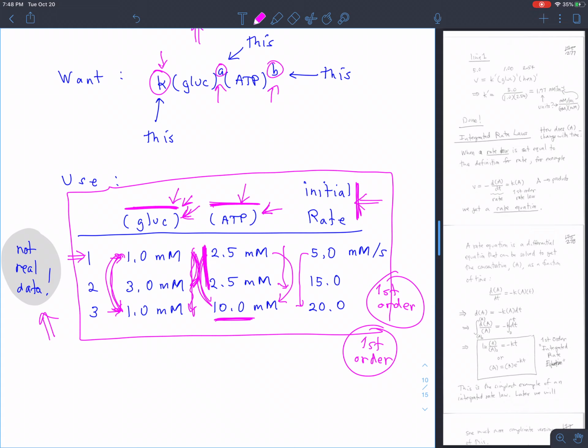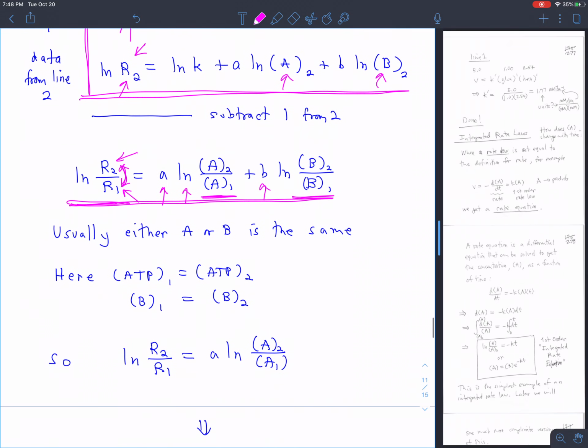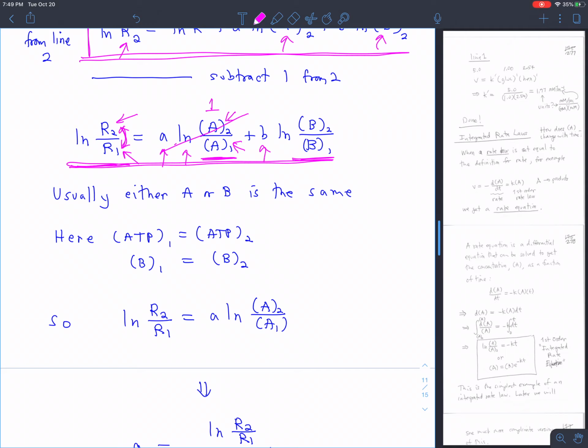concentration didn't change, right? We deliberately kept it constant, and we only changed the B concentration, which means that this A2 over A1, that's a 1. And the log of a 1 is a 0, so that term goes away for rows 1 and 2. And that means that we really just have this log of the ratio for rows 1 and 2. Sorry, that should be B there.